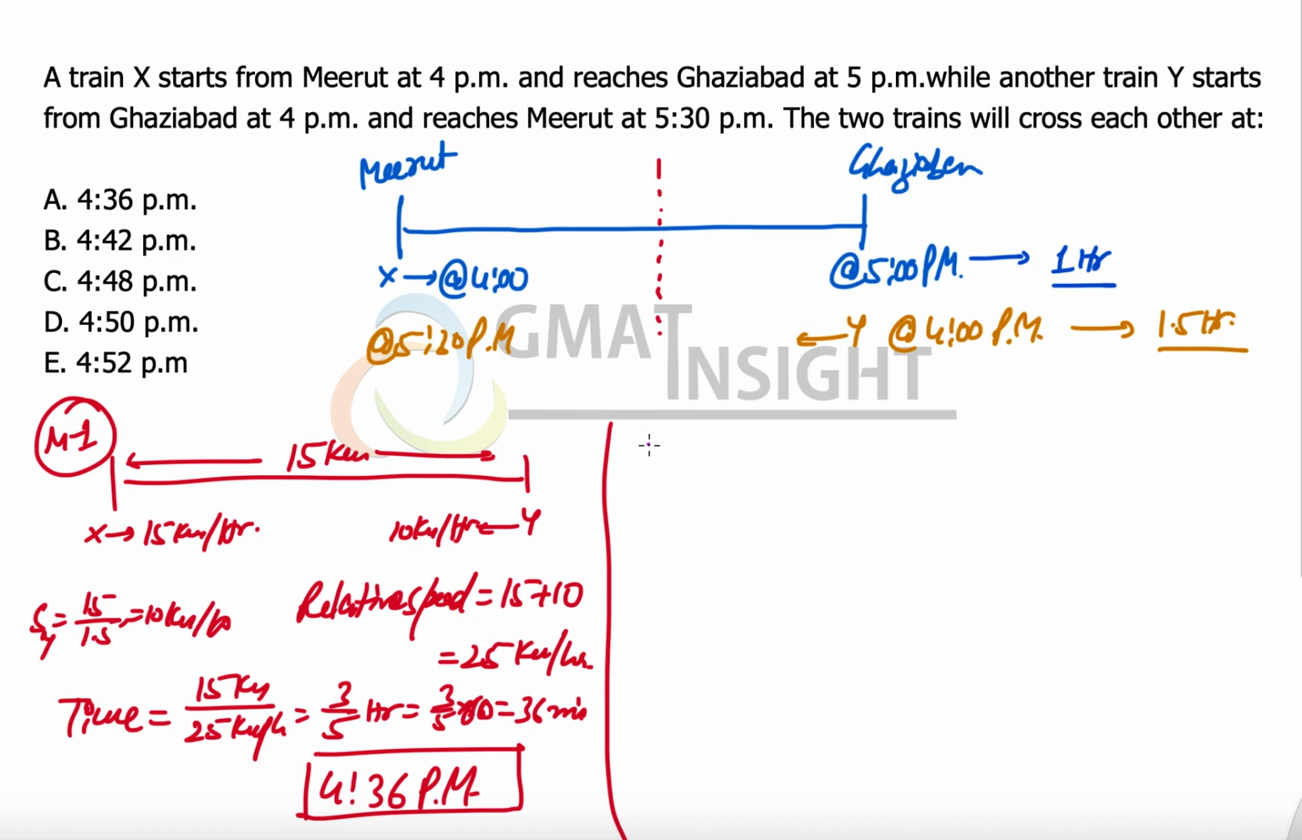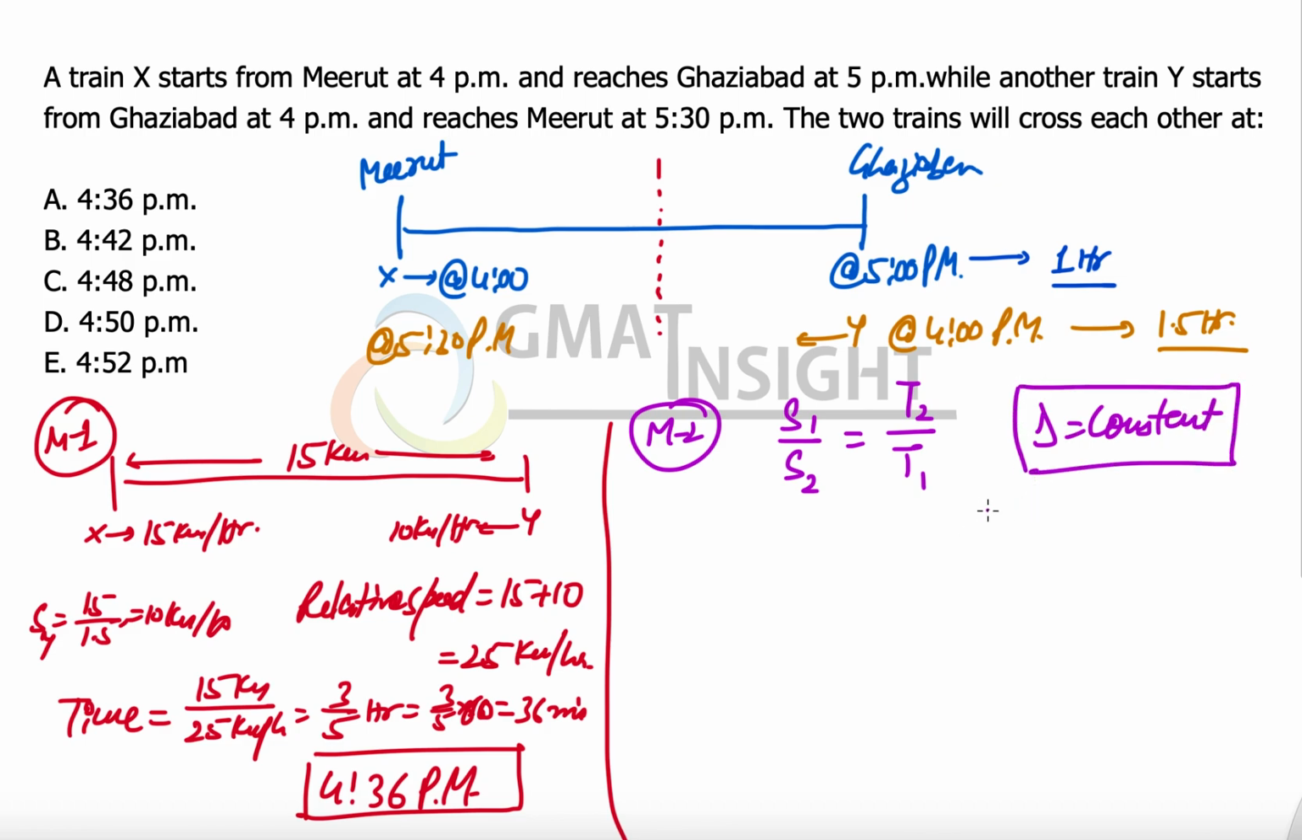Now there is a second method as well. Let's quickly look at it. The second method is about the principle that we discussed in a conceptual video, that the ratio of the speeds of two objects is always equal to the reciprocal of the ratio of their times if the distance is constant, right? That means if the distance is constant, then the ratio of their speeds will be equal to the reciprocal ratio of their times. And likewise, we have also understood that when time is constant, then the ratio of their speeds will be equal to the ratio of their distances.